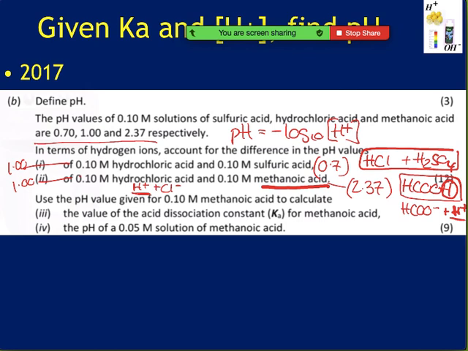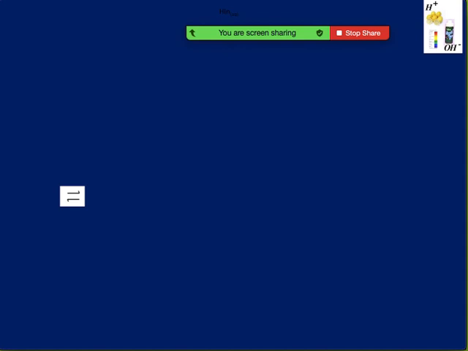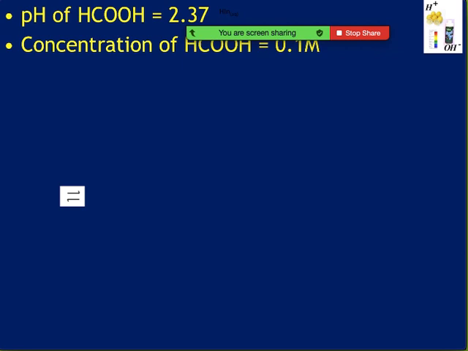So now we get to the maths part. It says use the pH value given for 0.1 molar methanoic acid, and now we have to calculate the Ka value. So we have the concentration, we have a pH, which is the 2.37, and now we're going to have to play with our formula a little bit to work it out. So I'm just going to write what we have. We have the pH and we have our concentration. We also have the equation for a weak acid, which is pH equals negative log base 10 of the square root of Ka by Ma.